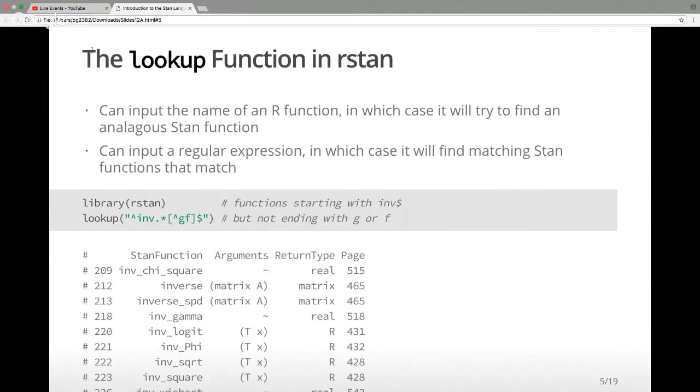However, if you do look them up in the lookup function, it will tell you the page of the Stan manual corresponding to the version of RStan that you are using. So it is important to always keep your RStan package up to date. Otherwise, the page numbers of the 600-page and growing user manual may not correspond to what you see on your screen if your RStan is old. So yeah, you can use that to find the functions that you think you need to be calling in Stan.